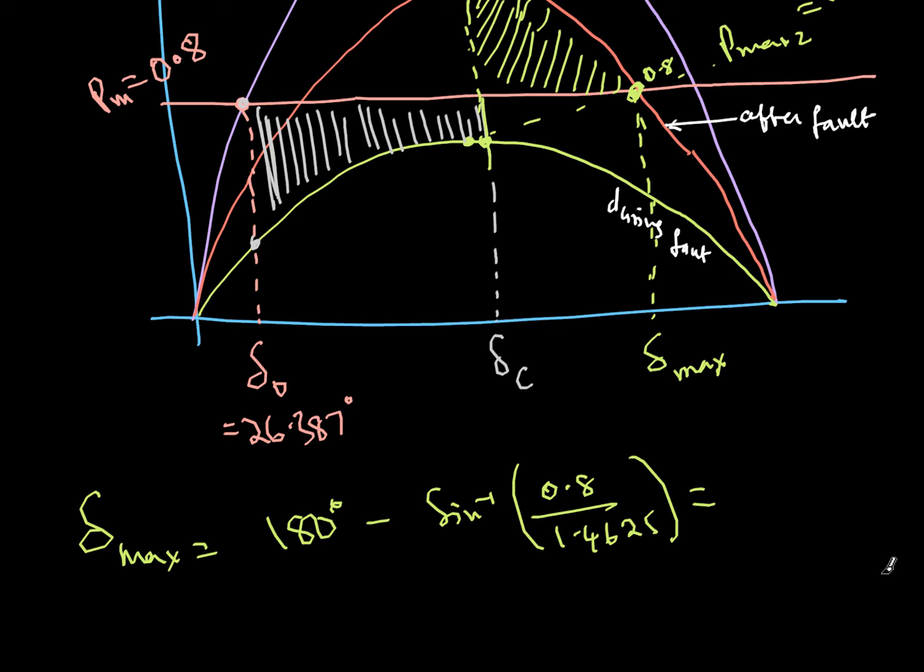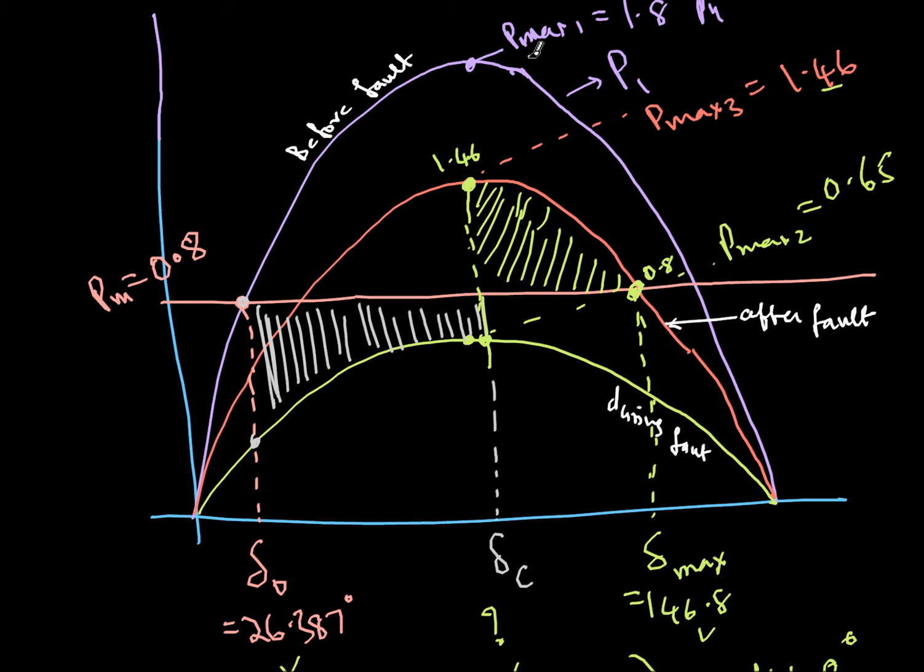This one I'll get something like 146.8 degrees. Or if I convert into radians, it will be 2.56 radians. So that is this delta max angle. Now I know this is 146.8. I know this angle, I know this angle, and this angle I have to find out. And then I also know P1 max, P2 max and P3 max. So then we can actually solve it.